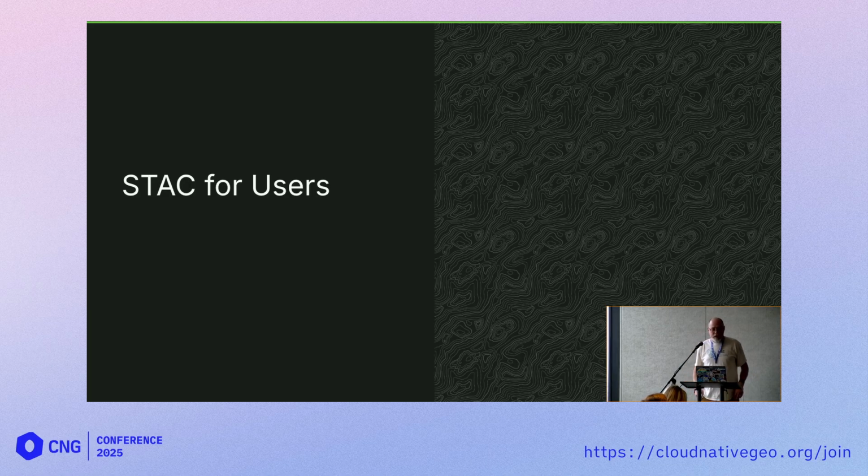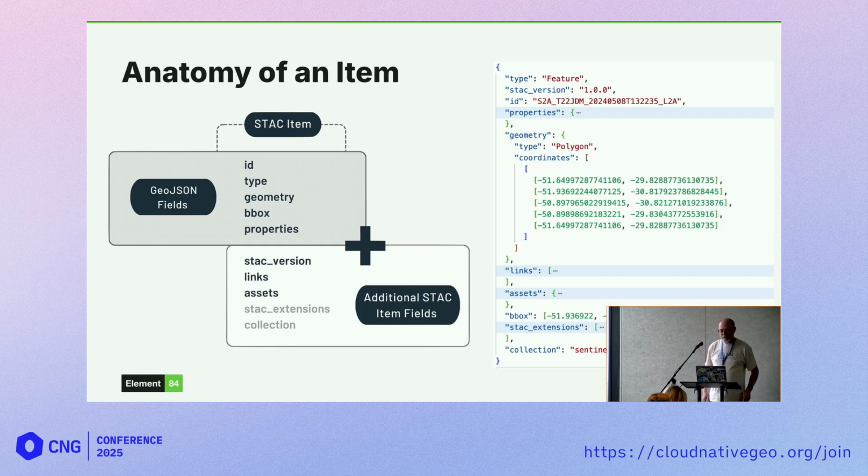Okay, so now I'm going to go into STAC for users. So if you're a provider, you kind of need to know this as well, but like real basic, what should you really know as a user? First off, let's look at an item. I'm not going to talk about catalogs and collections because they're really not important. The main atomic unit for you as a user is an item. This is what you're going to consume. Catalogs and collections are really just for grouping items into containers.